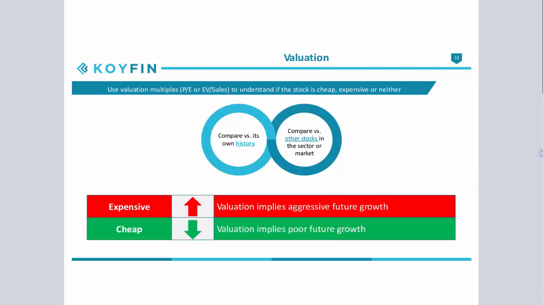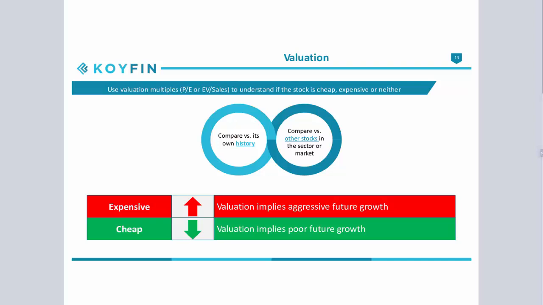The way I think about multiples is that PE, price versus earnings, is the most common multiple. 99% of the time, or 90% of the time, you'll want to use a PE ratio. When a company doesn't have earnings, you'll want to use a sales ratio or maybe an EBITDA ratio. But let's focus on PE for a second. Basically, when you have a PE multiple, you want to do two things. You want to compare it versus its own history, and you want to compare it versus other stocks in the sector. Those are two separate analyses.